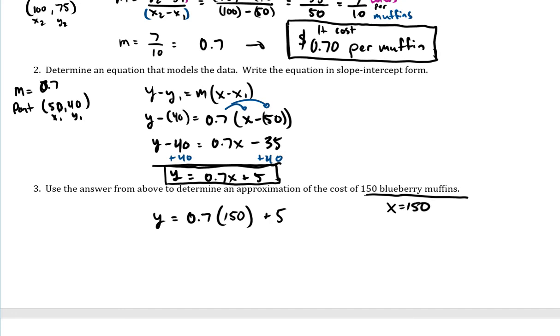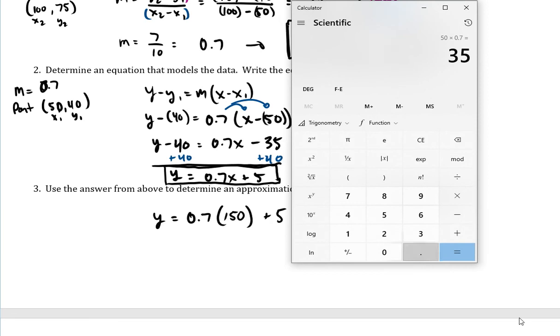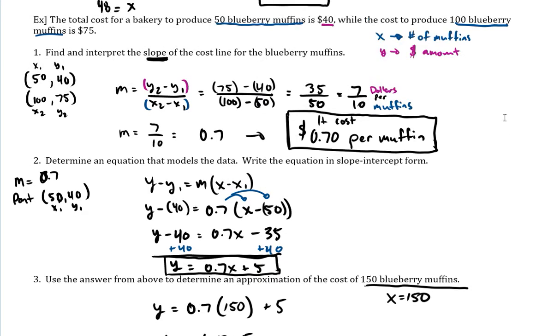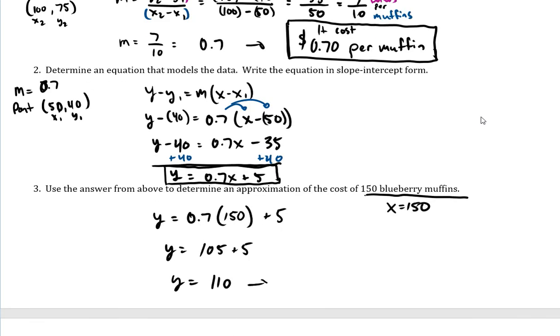And so let's use our calculator one more time. So I've got 0.7 times 150, which gives us 105. And then we'll need to add 5 to it, which gives us 110. Okay, and so that's the cost. Remember, y is a dollar amount, so it looks like it cost $110 for 150 muffins.